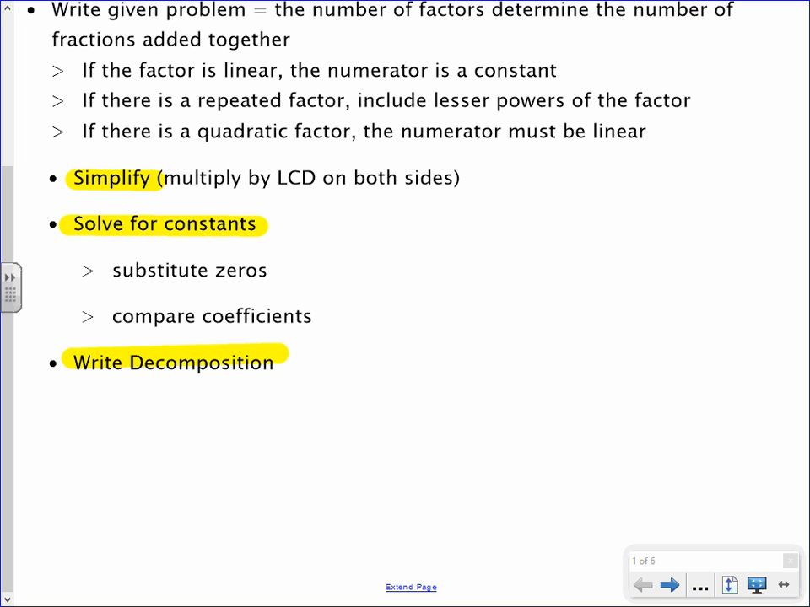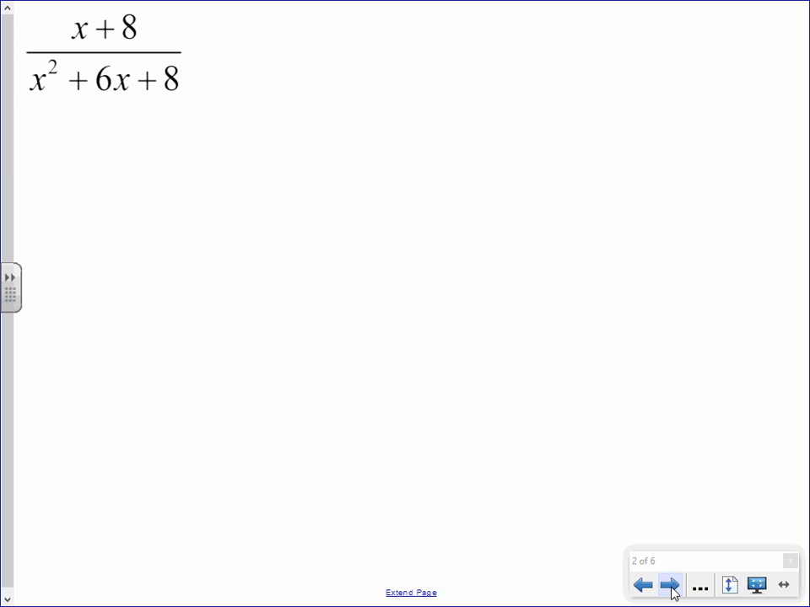So I'm going to go a little bit out of order from how I wrote them up here. But this one is the one we're going to start with, number 1. Okay. So I already gave you what the denominator factors to. That has to be your first step, so you know how many fractions to break this up into. I already told you that this factors to x plus 2 times x plus 4.